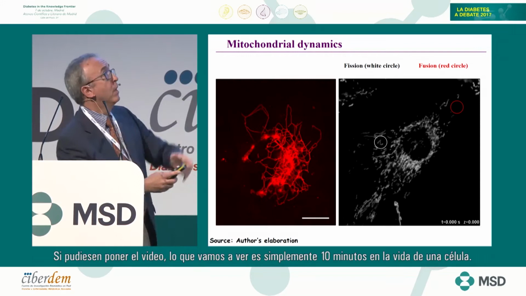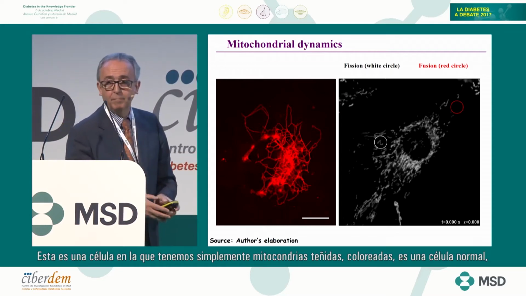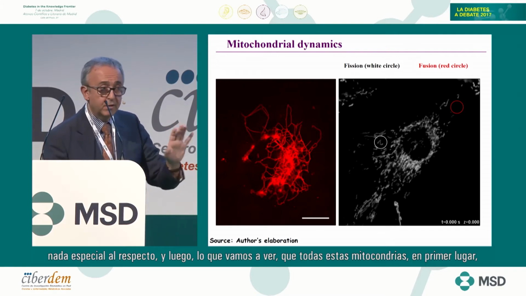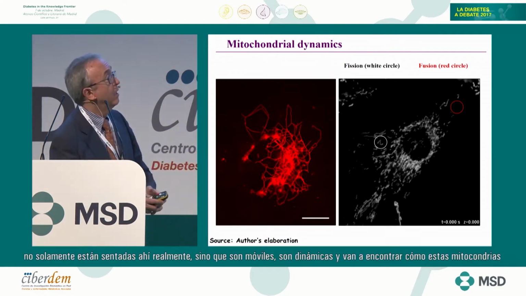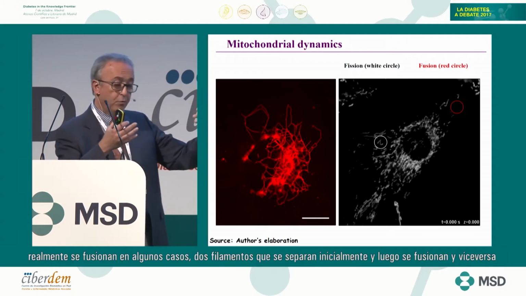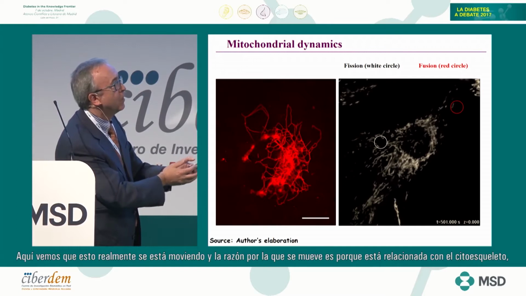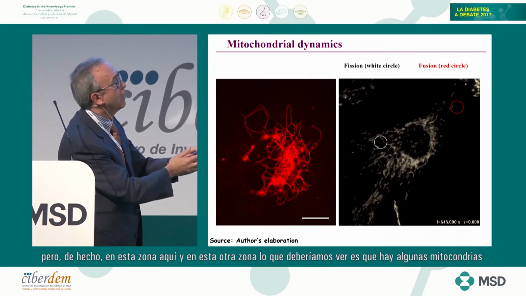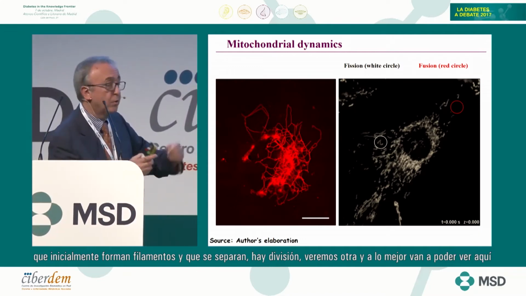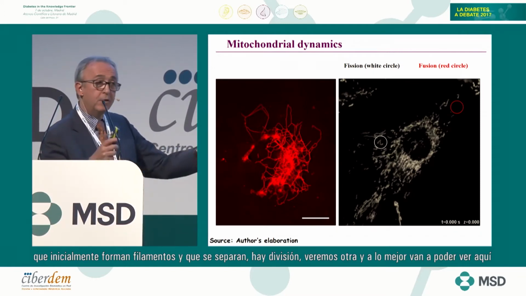So if I could have the video, what you will see is just 10 minutes in the life of a cell. This is a cell in which we have just stained mitochondria. This is a normal cell, nothing special about it. And you will see that all these mitochondria are not just sitting, they are really mobile, they are really dynamic, and you will see how these mitochondria are fusing in some cases. You will see two filaments that are separated initially and they fuse, and vice versa. This is really moving, and the reason is that it's linked to the cytoskeleton. In this area and in this area, you should see some mitochondria that are initially forming filaments and they break apart, so there is division. And you may be seeing here that there are two filaments that are fusing.